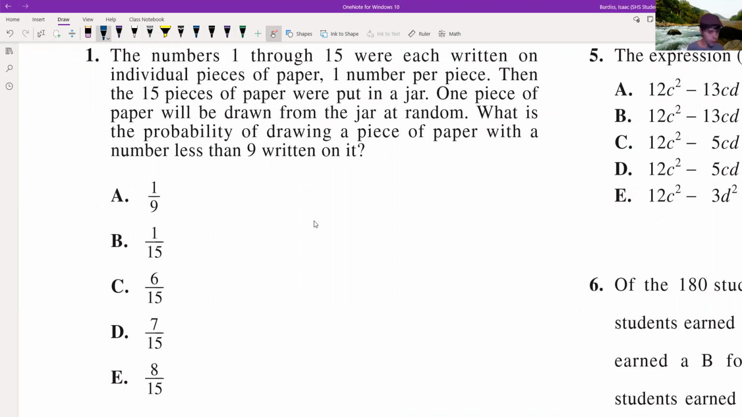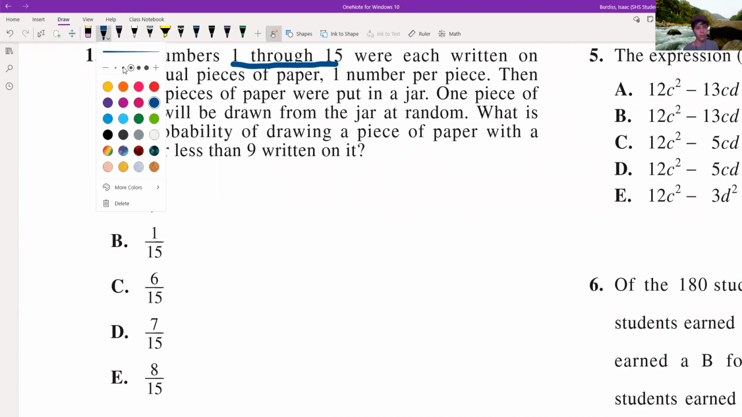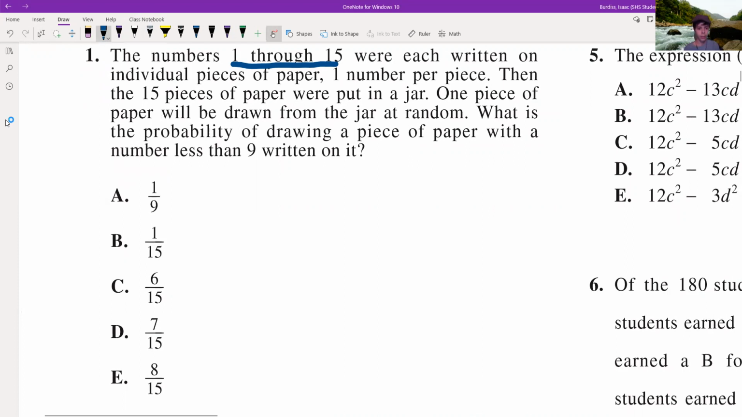So the first question says the numbers 1 through 15 were written on individual pieces of paper, and then the 15 pieces of paper were put into a jar. One will be drawn at random. What is the probability of picking a piece of paper with a number less than 9 written on it? So, less than 9.